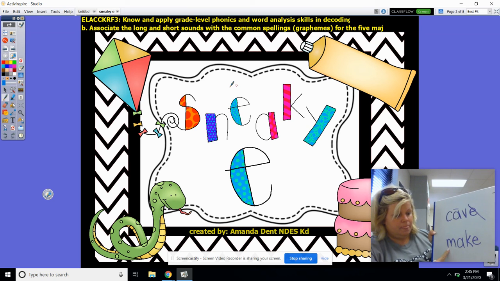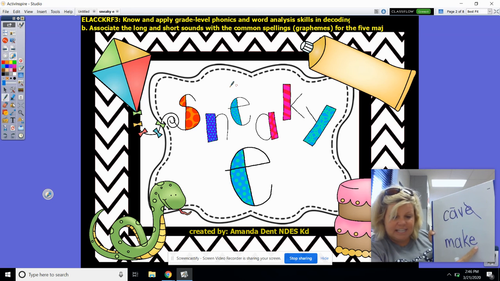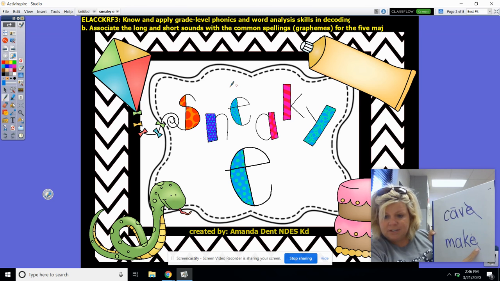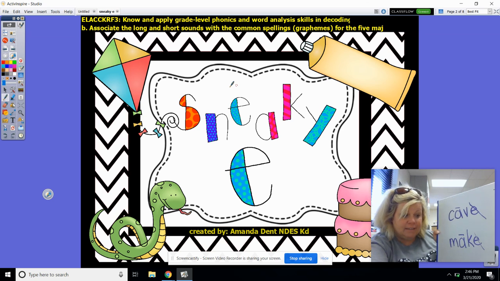Let's look at one more word together. This word, make. Does this word have two vowels? Yes. What are they? An A and an E. Is the E at the very end? Yes. Let's cross that sneaky E out. Now, is there a consonant between the vowels? Yes, there is. What is the consonant? It's a K. So we're going to code this vowel A with a macron, and this is make.